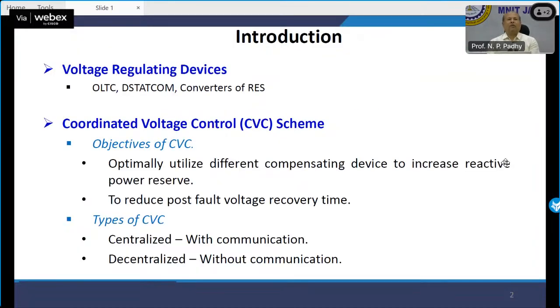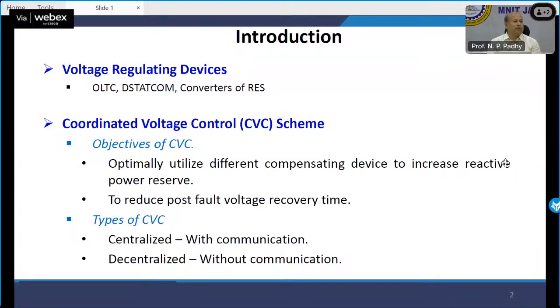So first of all, try to understand the meaning of voltage regulating devices. I mean OLTCs, D-STATCOMs, converters are commonly known as voltage regulating devices. So they are being used in the distribution system to control the voltage as desired, close to 1 per unit, depending upon the location and its connection.